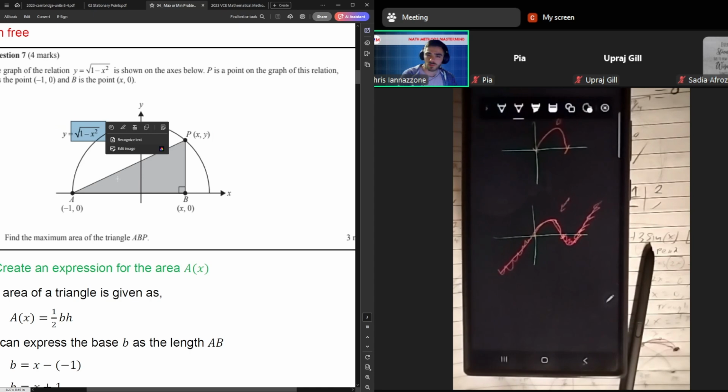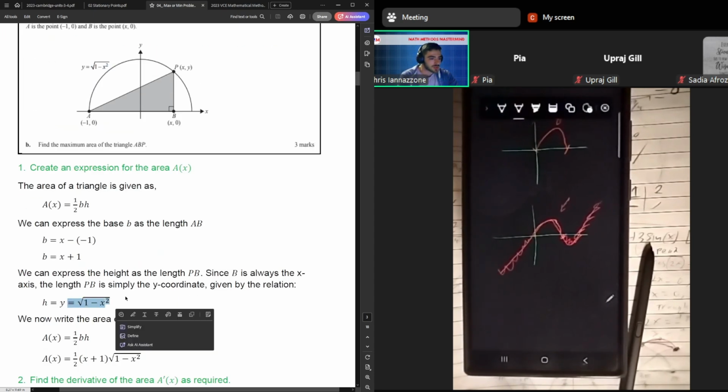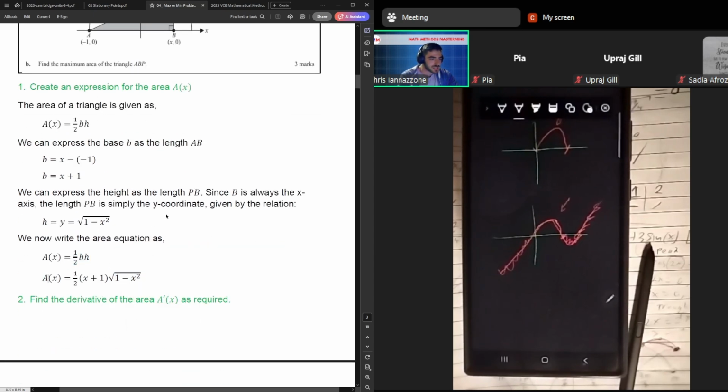Instead of saying y, we're going to say square root of 1 minus x squared. So that's our new height there. So instead of saying half base times height, we now have half that times that. Everything is purely in terms of x. We can now work with this.